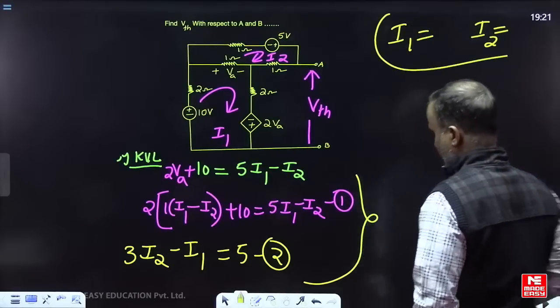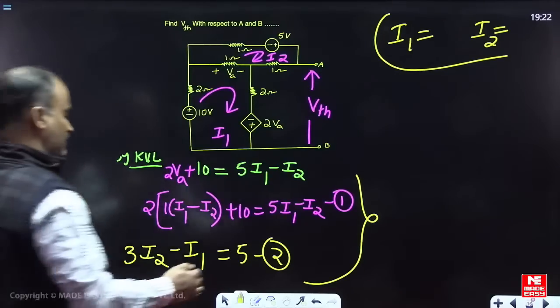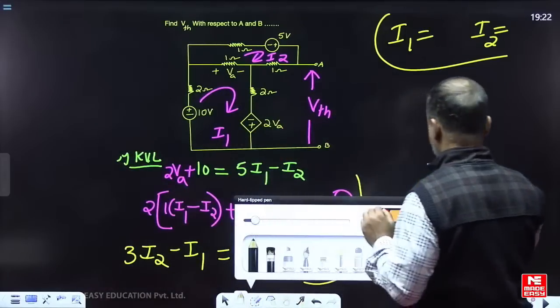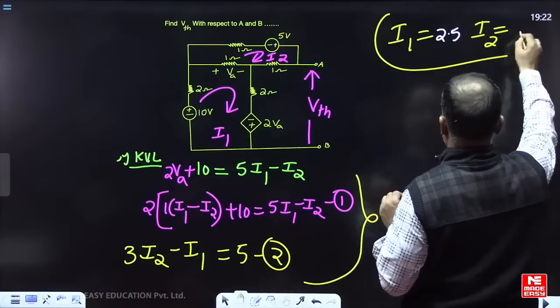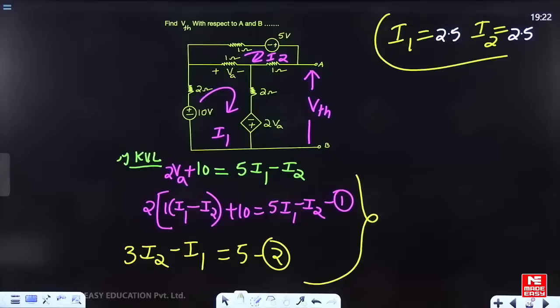Anybody give the answers? Very good. Saxena is saying 2.5. Is it correct? Saxena gave the answer that I1 is 2.5 and I2 is 2.5. Accepting this, shall I proceed with these answers? 2.5, 2.5, very good. Both are 2.5.